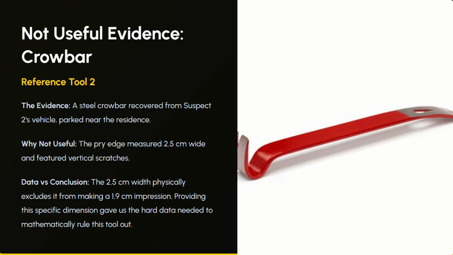So, the crowbar was not really useful evidence. A steel crowbar was recovered from the suspect's vehicle parked near the residence. The pry edge measured 2.5 centimeters wide and featured vertical scratches. The 2.5 width physically excludes it from making a 1.9 centimeter impression.